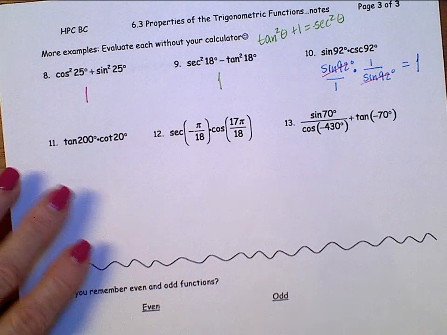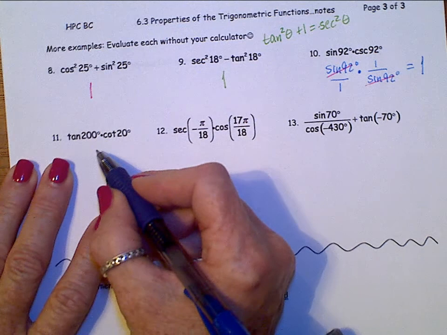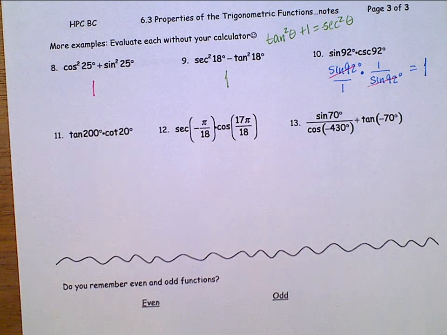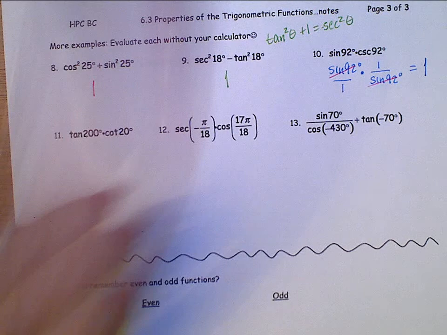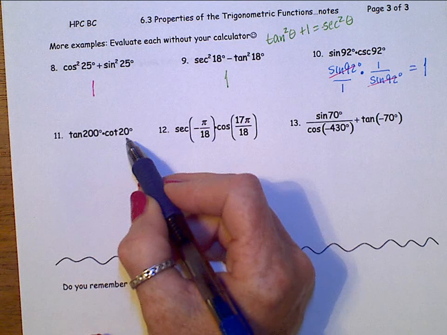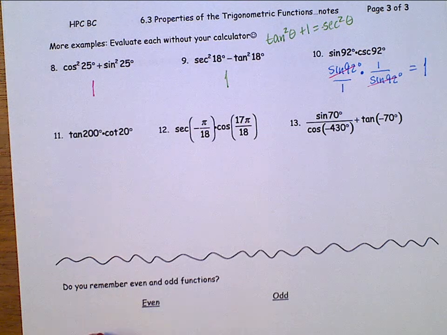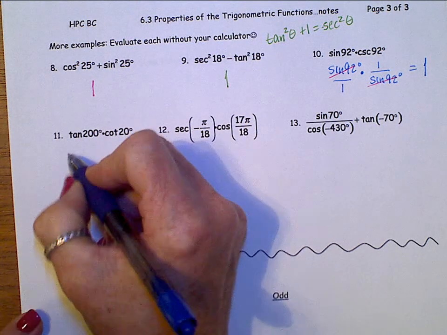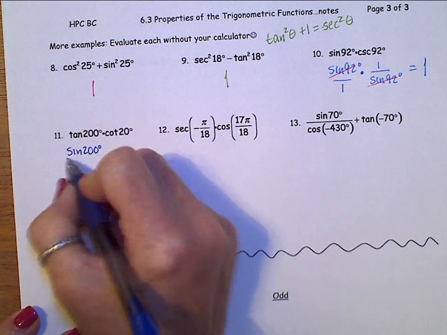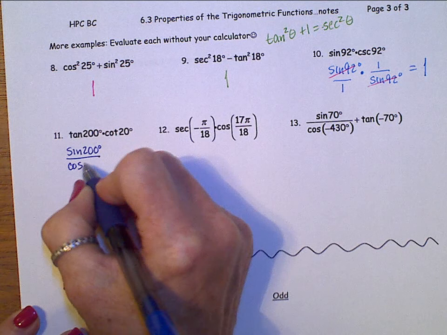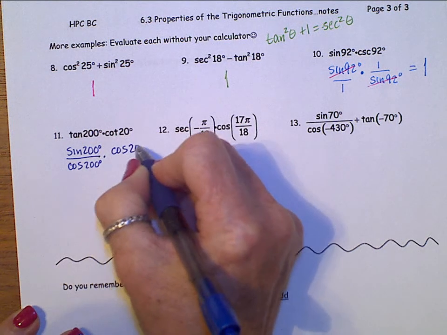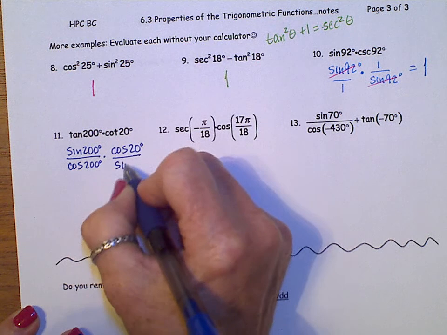All right, let's look at tangent of 200 times cotangent of 200. And we're in a bit of a quandary there because we have 200 degrees and 20 degrees, and that's an issue. So what we can do is write this as the sine of 200 divided by cosine 200 times cosine 20 divided by sine 20.